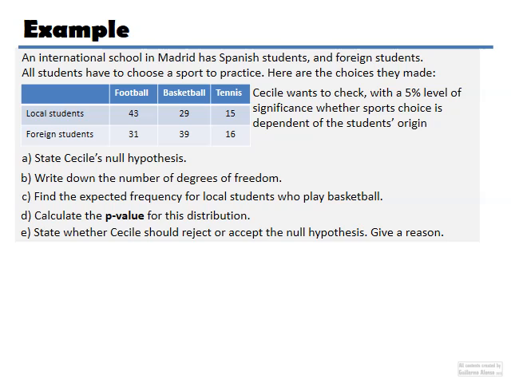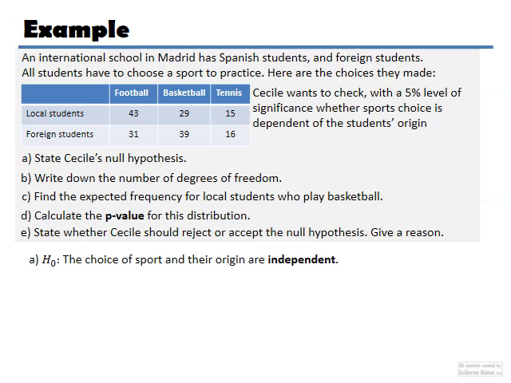So 43 local students choose football, 29 choose basketball, and it seems that there are more foreign students that choose basketball and fewer that choose football. So a student called Cecile wants to check with a 5% level of significance whether the sports choice is dependent on the student's origin. Now I'm trying to make what perhaps would be an exam question. The first asks me to state the null hypothesis, which is simply to say that they're independent. The choice of sport and the origin of the student are independent.